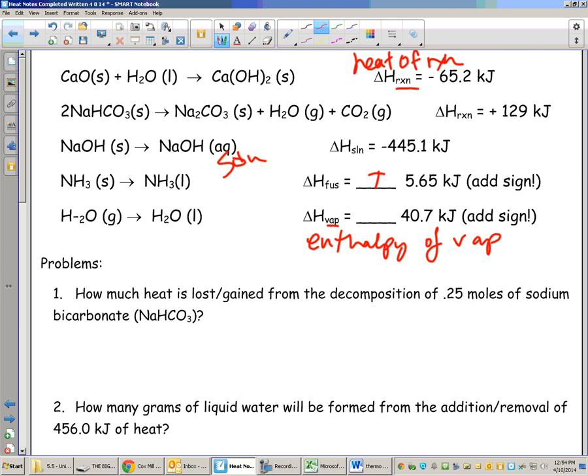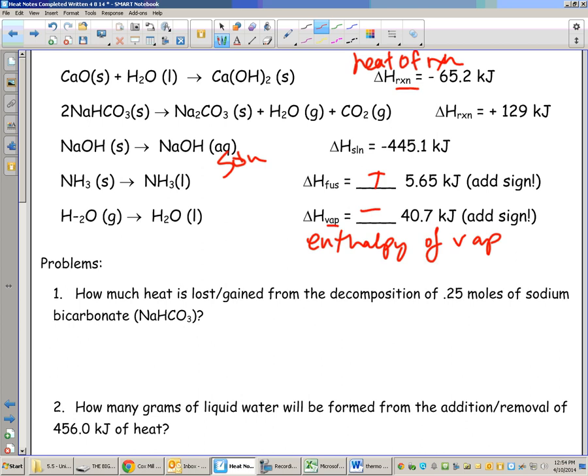Okay? Next one, gas to liquid. Okay, so cooling it down, right? Cooling it down means heat has to be released. So heat's released from that, so it's going to be exo. Yeah, exo. Okay. All right, so we just added the signs. Let's go ahead and do the problem.